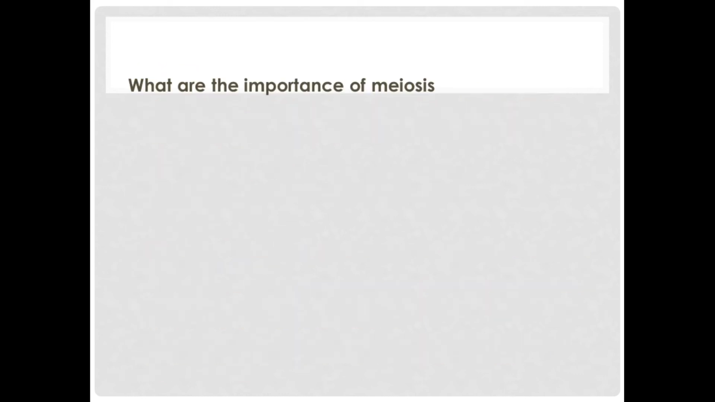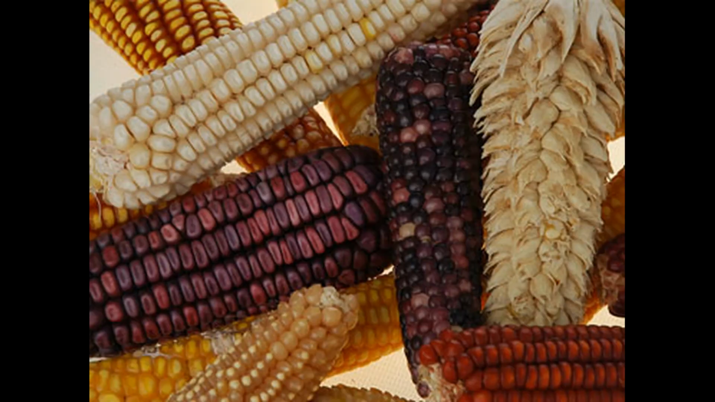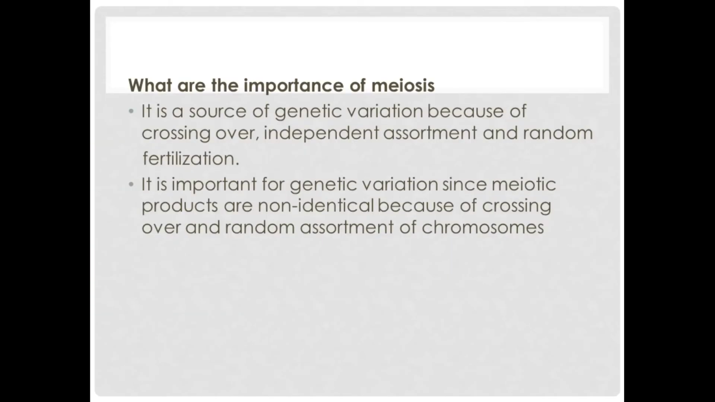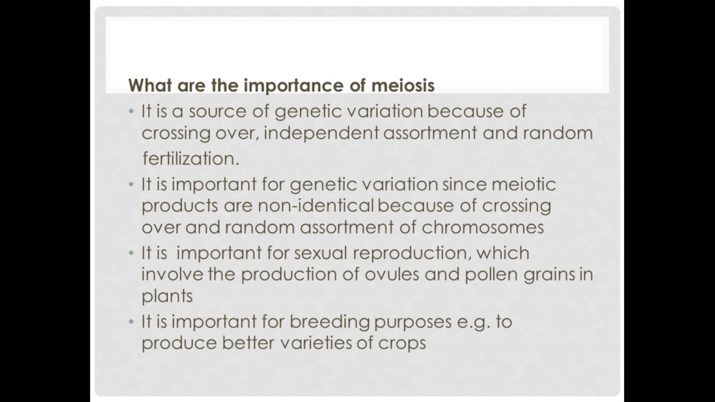Now, what is the importance of meiosis? It is a source of genetic variation because of crossing over, independent assortment, and random fertilization. It is important for genetic variation since meiotic products are non-identical because of crossing over and random assortment of chromosomes. It is important for sexual reproduction, which involves the production of ovules and pollen grains in plants. It is important for breeding purposes, e.g., to produce better varieties of crops.